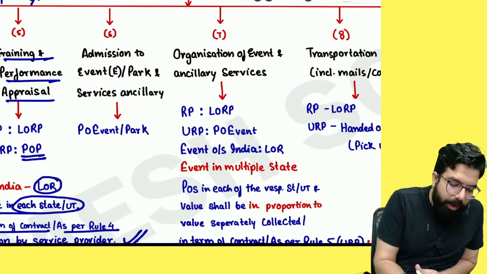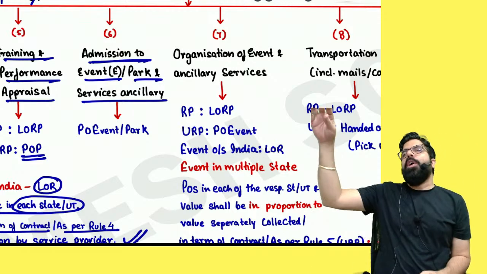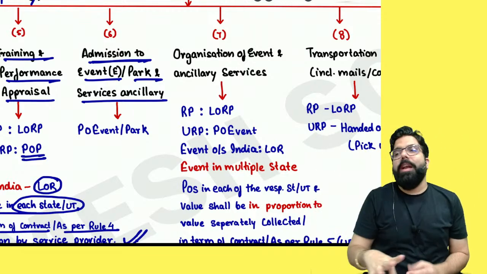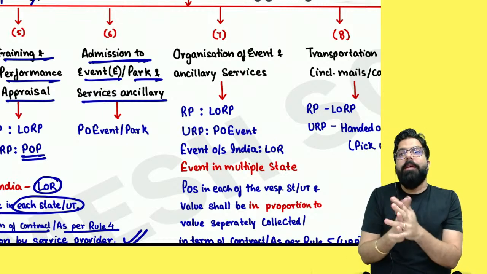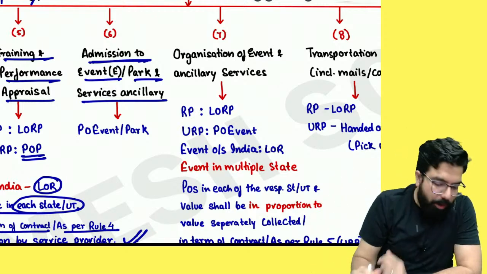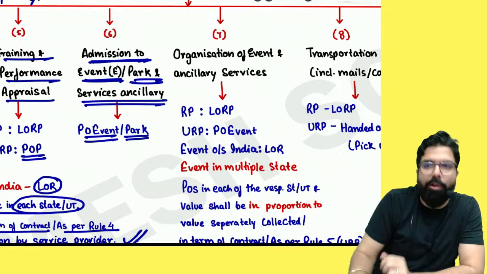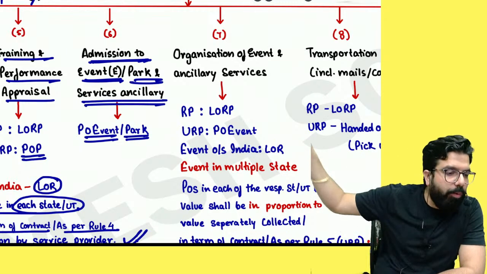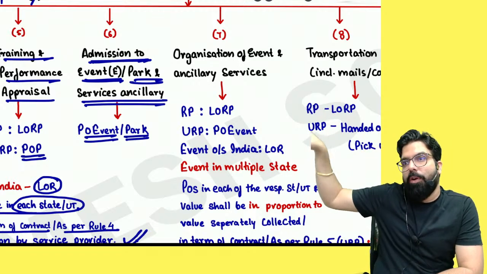Next. Admission to an event, park or services ancillary. People, you went to an event. For example, Arijit Singh's show was happening. Now tell me one thing. What is the place of supply? Where the show is happening. So place of supply is what, everyone? Where the event or the park is located. Tell me one thing. This is Wonderla. Wonderla is the park which we have in Karnataka. Correct, everyone? In Bangalore we have Wonderla.